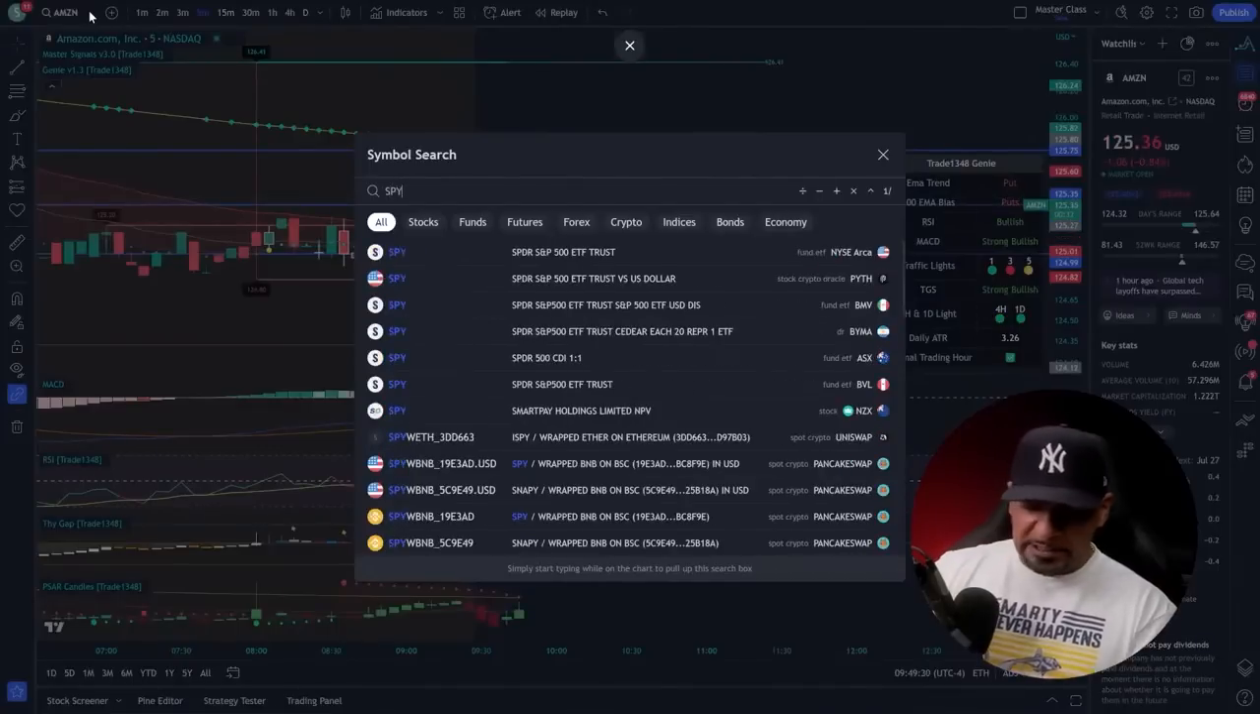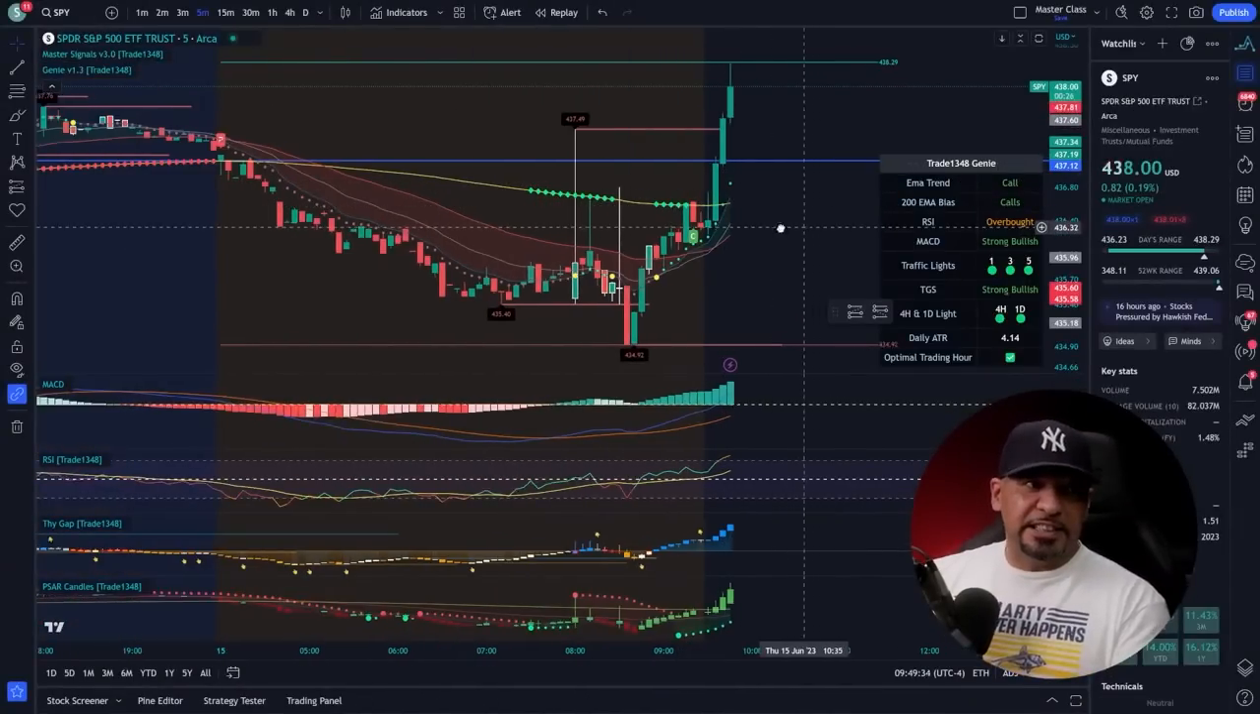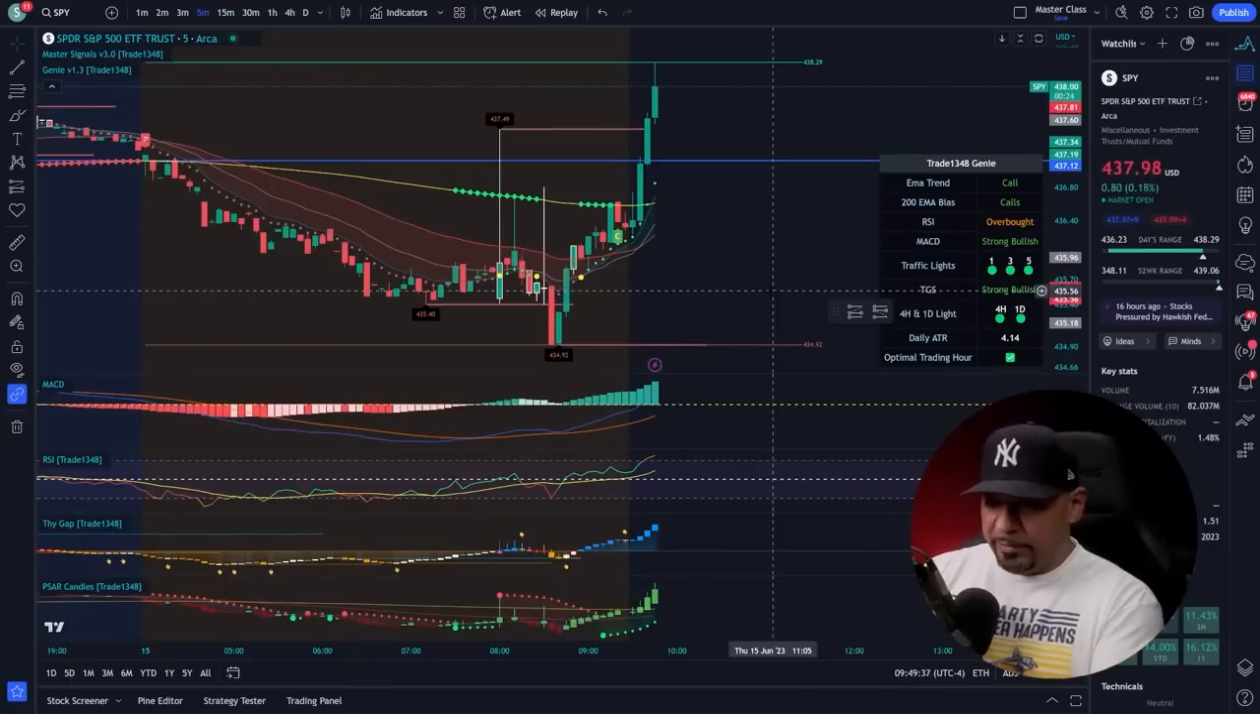Now we go back to the SPY, see what our design is like. And well, we removed the design and she's just going. Can't get mad at that. Can't get mad at that at all.